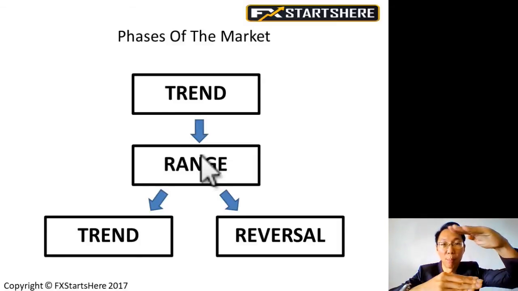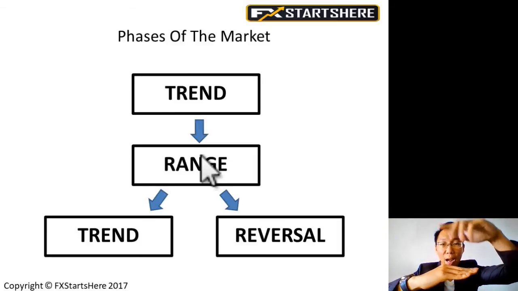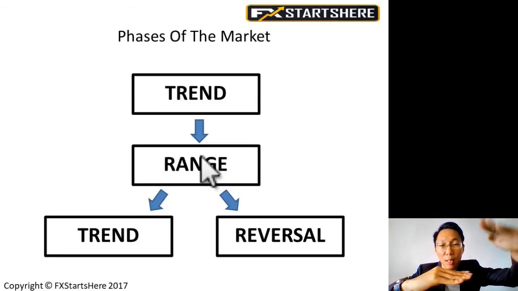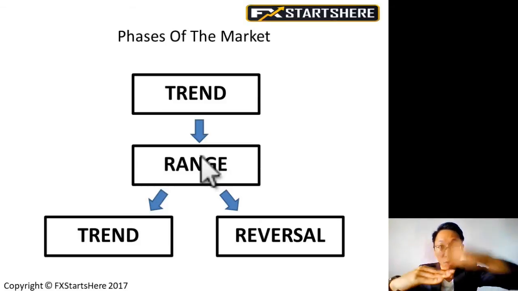What is a range? Let's say you have a support and a resistance, two lines, and the price is bouncing up and down in between these two lines. That's a range. The price is ranging.